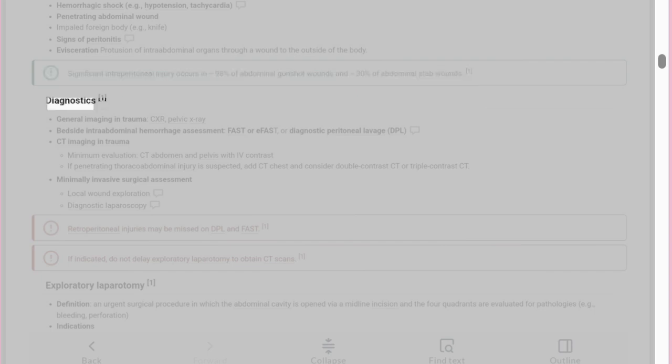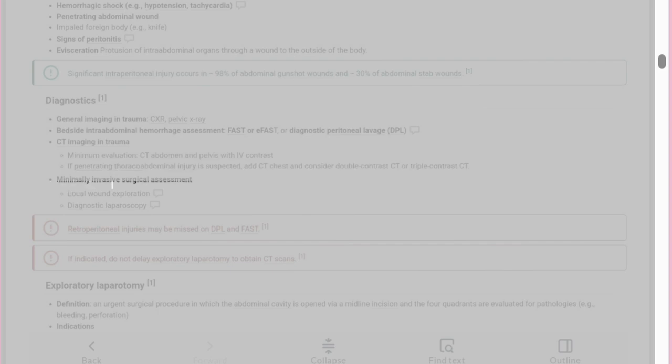Diagnostics. General imaging in trauma: CXR, pelvic X-ray, bedside intra-abdominal hemorrhage assessment, FAST or EFAST, or diagnostic peritoneal lavage, DPL. CT imaging in trauma: minimum evaluation is CT abdomen and pelvis with IV contrast. If penetrating thoraco-abdominal injury is suspected, add CT chest and consider double contrast CT or triple contrast CT.